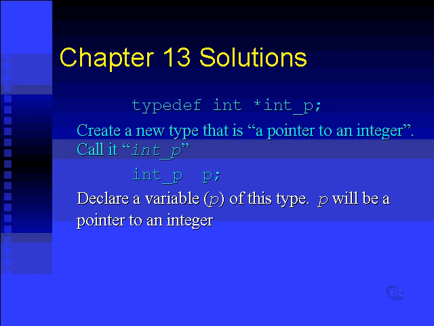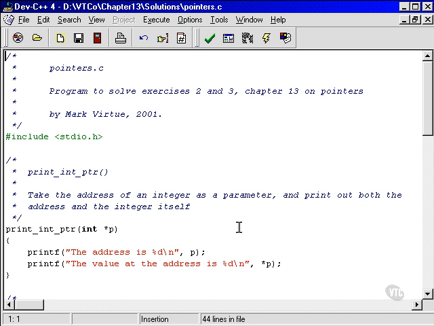Let's now go and have a look at the code and find the solutions to those exercises that I posed to you. This is a file called pointers.c in the solutions folder. I'm actually going to use this one program to solve the two exercises that I gave you, the scanf exercise and the printIntPointer exercise. They're both solved in this particular source code file.